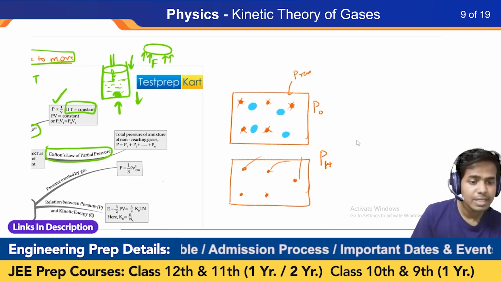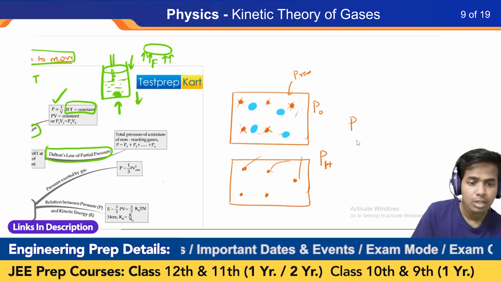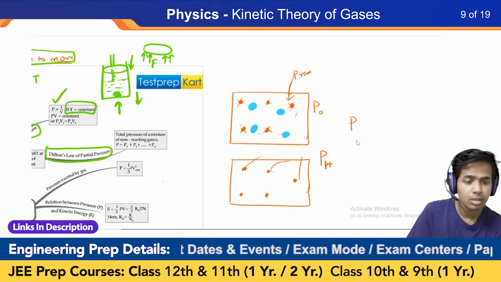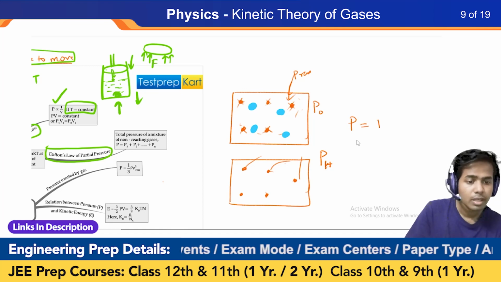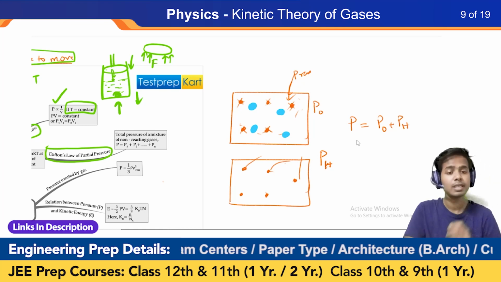Then this law says that when you add them up inside the system, the pressure of the system is actually equal to the individual pressure of each of the atoms if they were present.